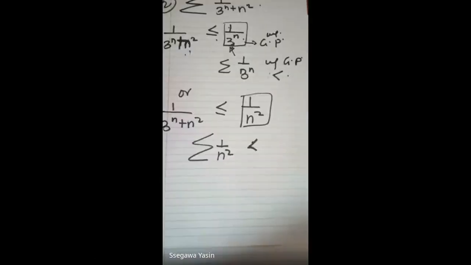Excuse me, sir. Someone is asking? Yes, when you consider the first one, 1 over 3 power n, and you use a geometric test, it will diverge. Yes? Since the common ratio will be greater than 1.